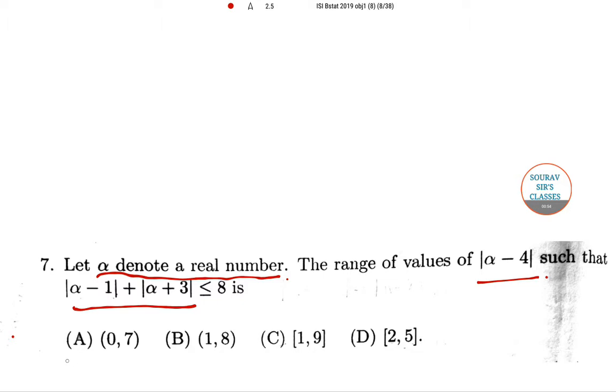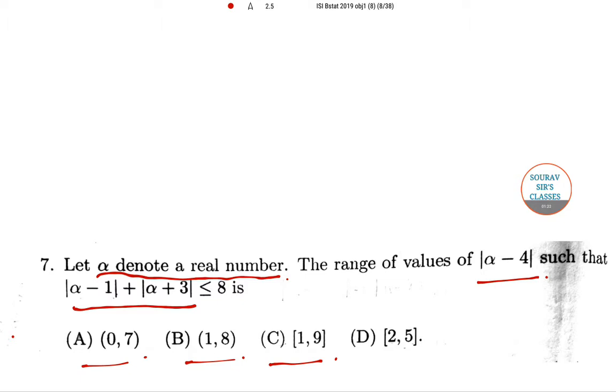Option A, the range of mod alpha minus 4 is 0 to 7. Option B, it is 1 to 8, open interval. Option C, it is 1 to 9, closed interval. And option D is 2 to 5, closed interval.